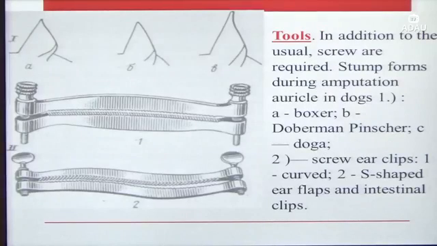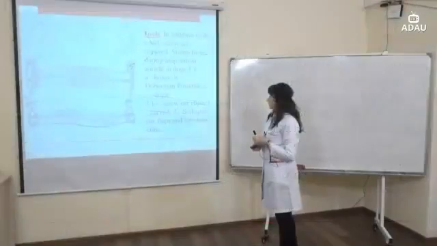There are two types of ear forceps which we use, and here we can see the structure. The first we can see is the boxer, the second is the Doberman pinscher, and the third is a German dog. We use screw ear clips, the first curved and the second S-shaped, which are applied on the auricle to give the shape the owner of the animal wants.